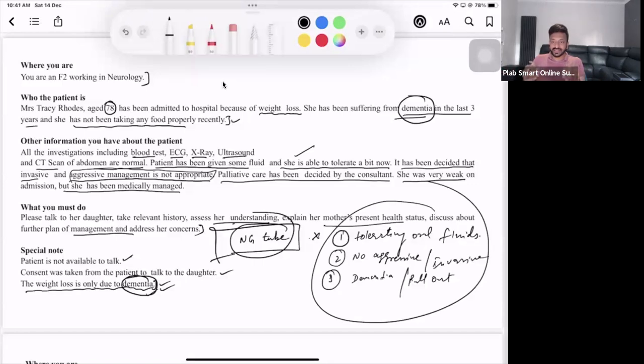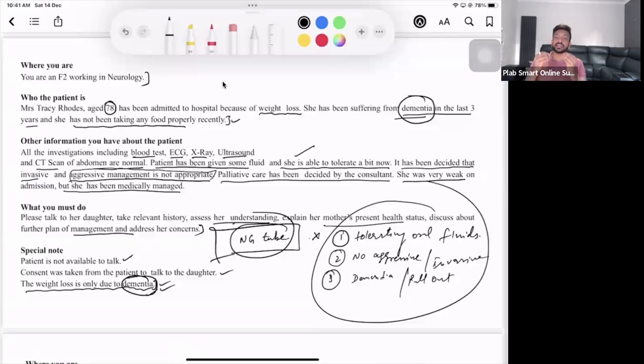What I'm trying to say is, in this particular patient, you don't need to put in an NG because she is tolerating orally. Our consultant has decided no aggressive management, and she's conscious. She can pull it out as well. So that's why you don't need to go for it. Again, you cannot generalize that in dementia patients we are never going to put in an NG tube. It's not like that.